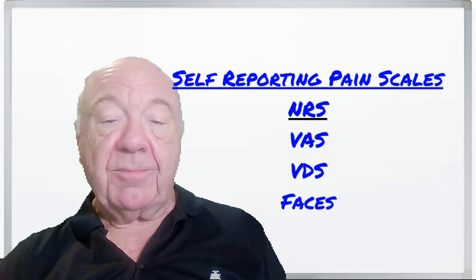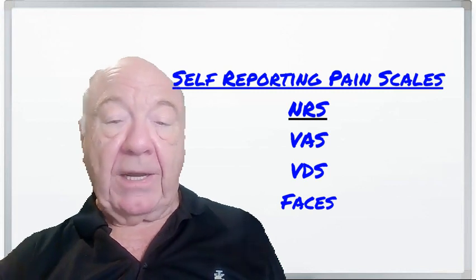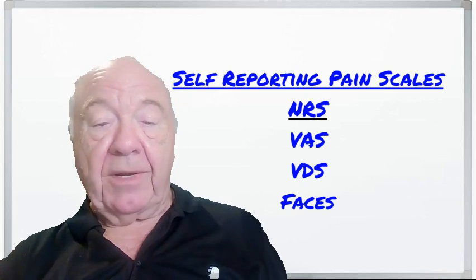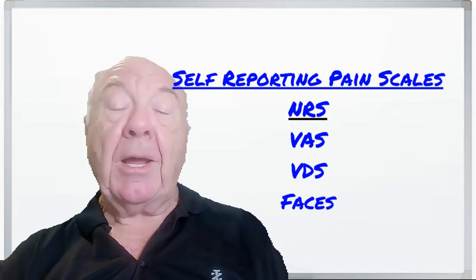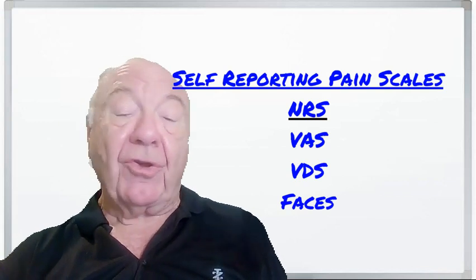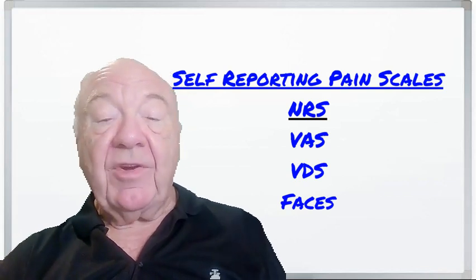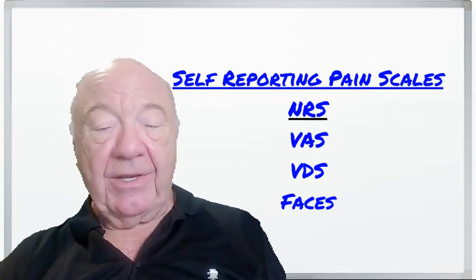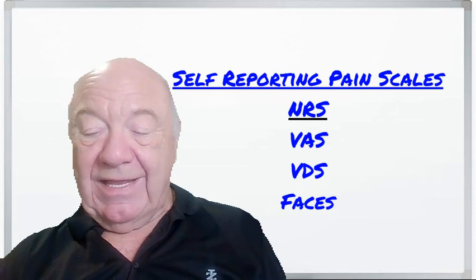The verbal descriptor scale is not what you would think. It's not a conversation about their pain. It's, okay, your pain is either no pain, mild pain, moderate pain, severe pain, excruciating pain, pick one. So you've cut out the numbers, which is a good thing, but you're not giving them any leeway here. You're not allowing them to explain exactly how their pain's doing. So again, it's not that useful.